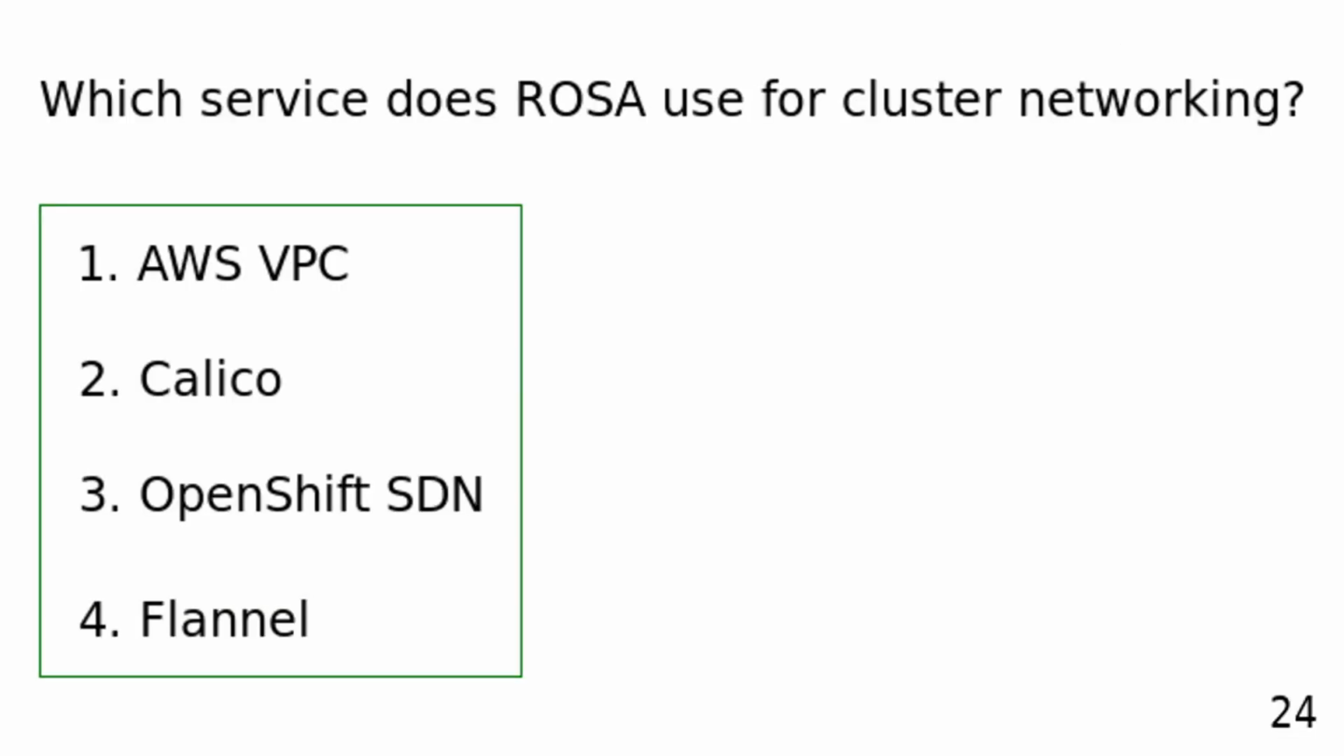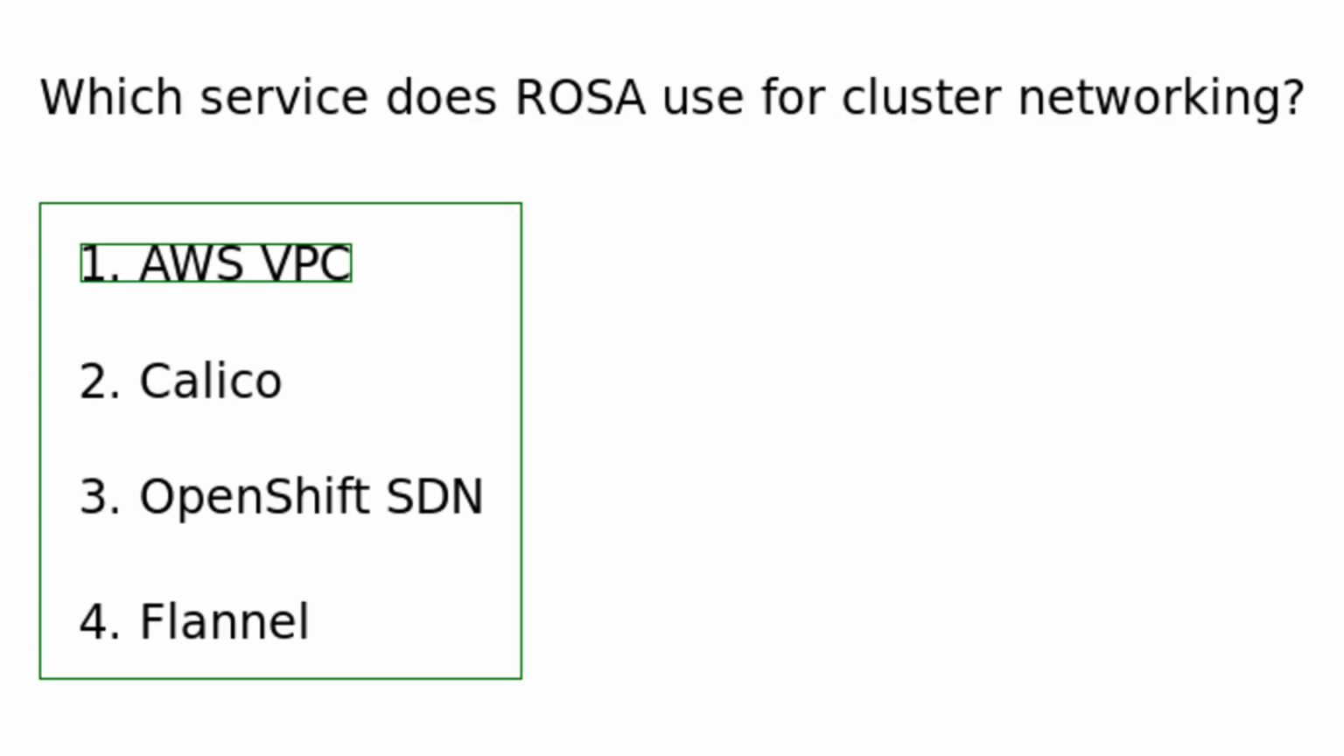Which service does ROSA use for cluster networking? AWS VPC. Calico. OpenShift SDN. Flannel. ROSA uses AWS Virtual Private Cloud for cluster networking, providing secure and scalable network infrastructure.